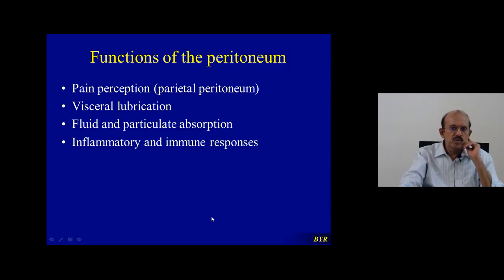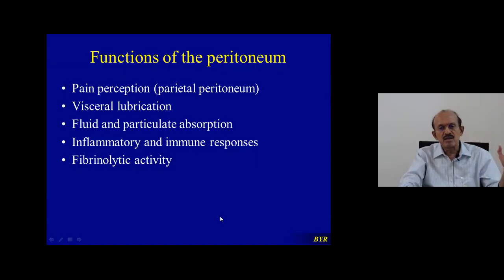Inflammatory and immune responses: it has a lot of immune antibodies. So if any infection occurs, these immune and inflammatory responses will try to contain the infection. It has fibrinolytic activity. If any bleeding is there, the blood clots are lysed after 3 or 4 days. That is because of the fibrinolytic activity of the peritoneal fluid.